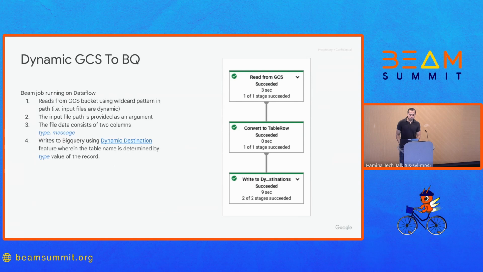And we are choosing to use dynamic destination to demonstrate the dynamic nature of our lineage tracking capabilities. So dynamic destination allows the table name where it's being written in BigQuery to be determined by some field or some value in each record. So we will be showcasing how we are able to track the different tables which are being written to at a per record level.